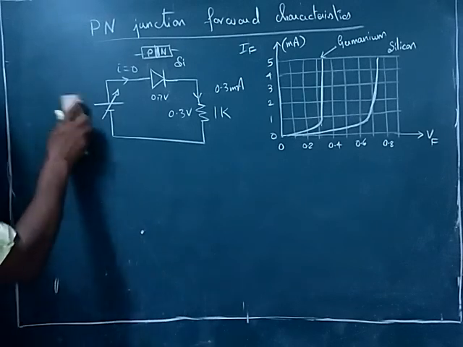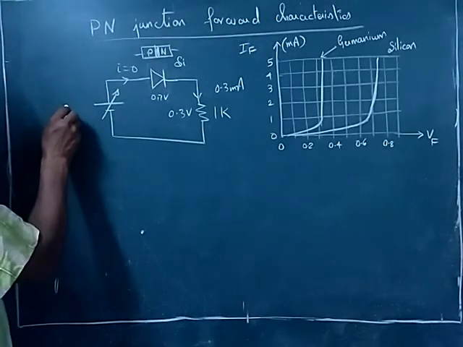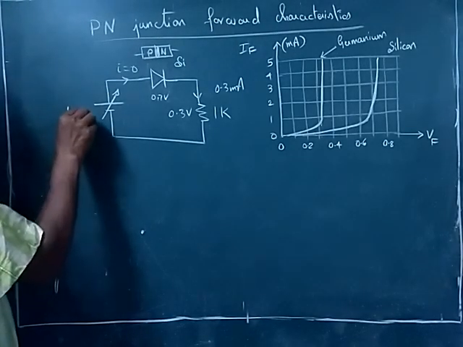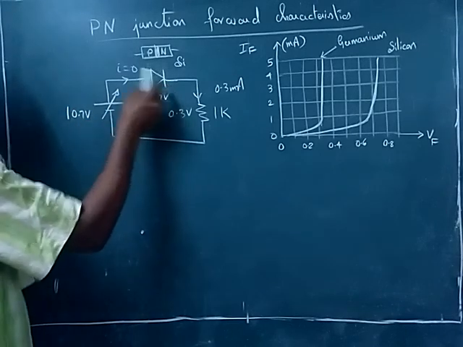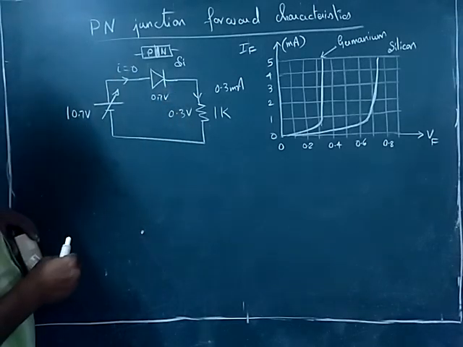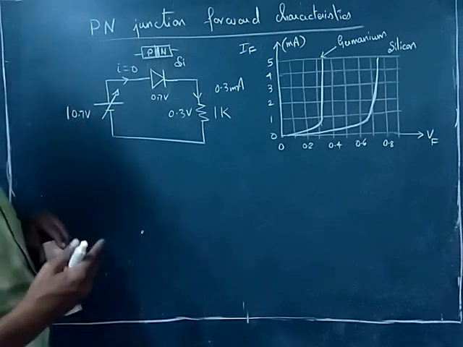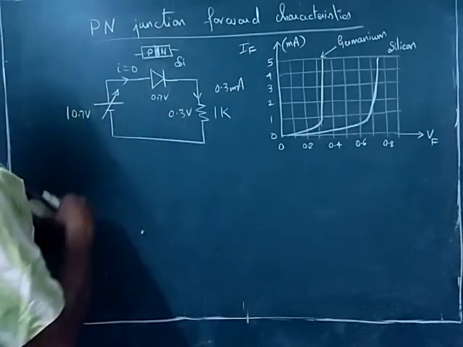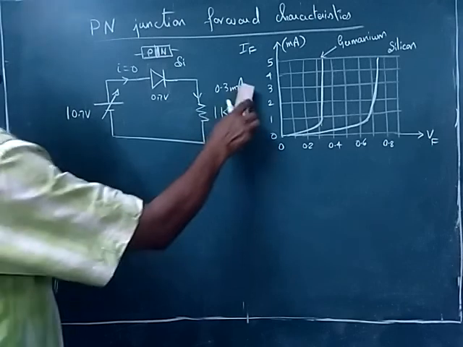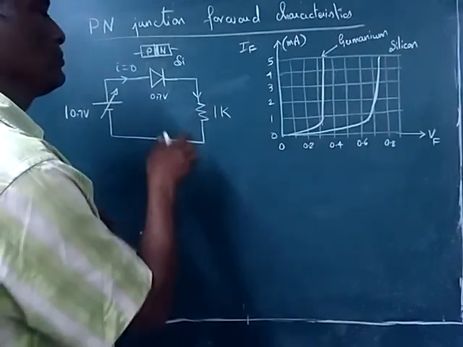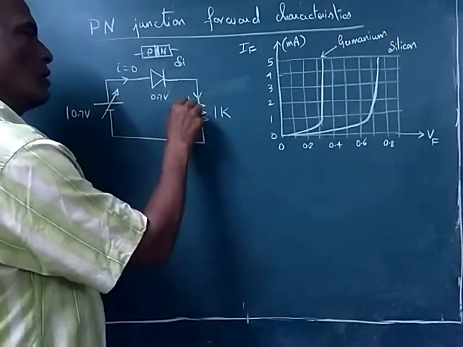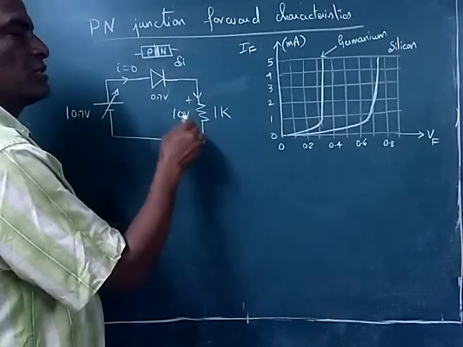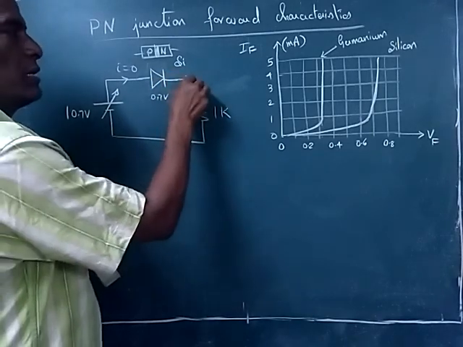So when you give say 10.7 volts, what will happen? Here the diode will take 0.7 to break the barrier, and the remaining 10 volts will be here. So in this case, the current flowing in the circuit is 10 divided by 1K, which is 10 milliamps.